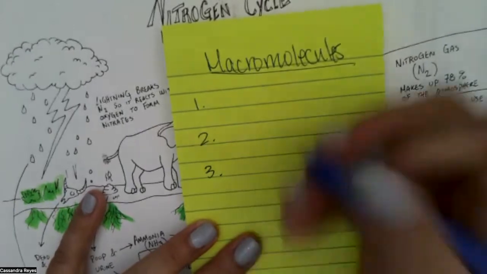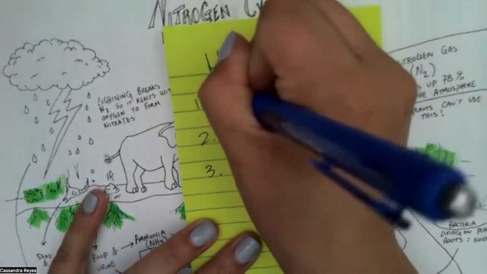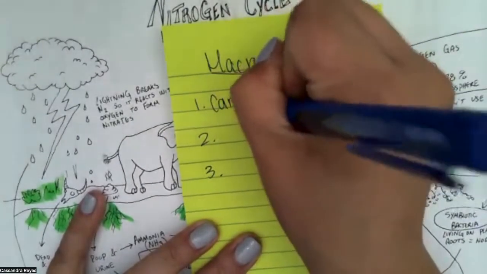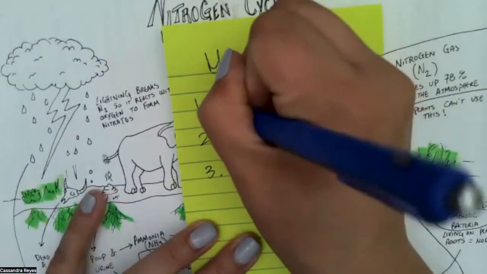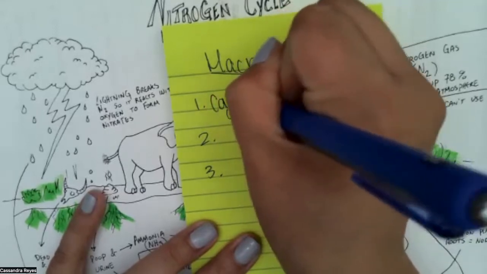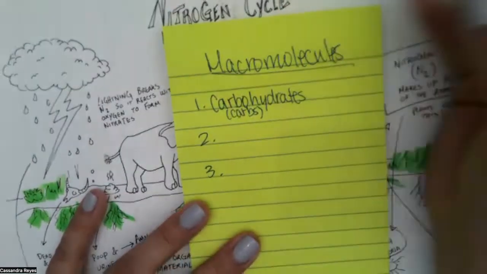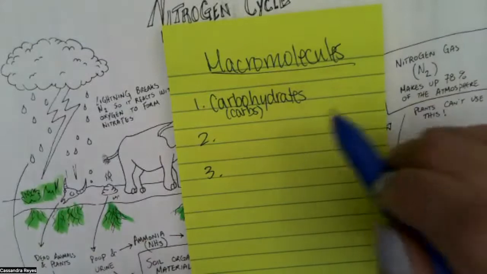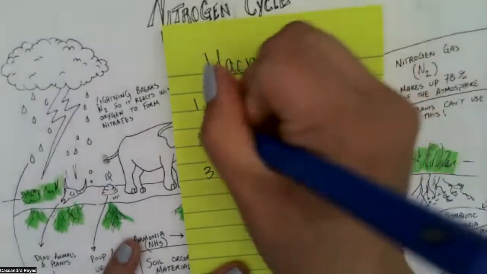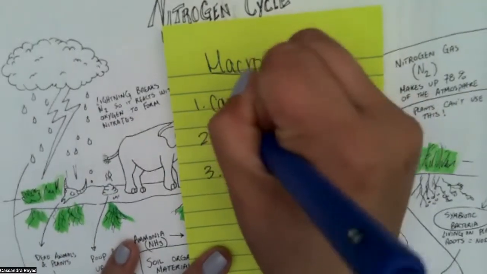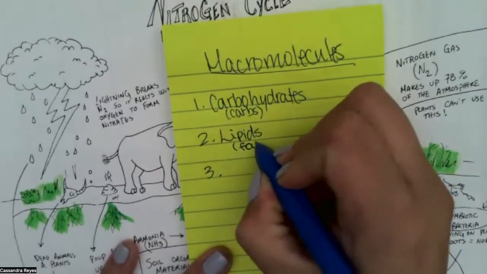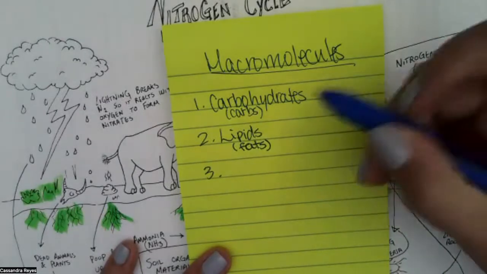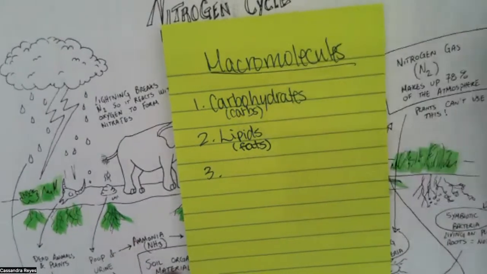Okay, number 1 is carbohydrates. Okay, carbohydrates, and this is also known as carbs. I go back and forth between the two, but I think you guys know that by now. The next one is going to be lipids. Okay, and lipids are more commonly known as fats, so I'm going to just write that underneath it since we're more familiar with carbs and fats.